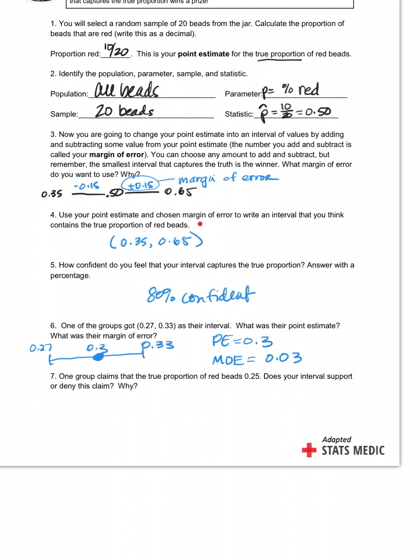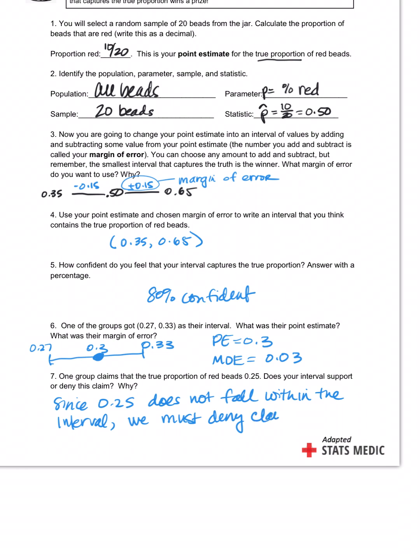It might fall within yours. Does it? Okay? So here's how I would phrase my sentence. I would say, since 0.25 does not fall within my interval, or the interval, we must deny the claim of 25%. Okay? Obviously, if it fits in yours, then you would support the claim. Easy enough? Okay.